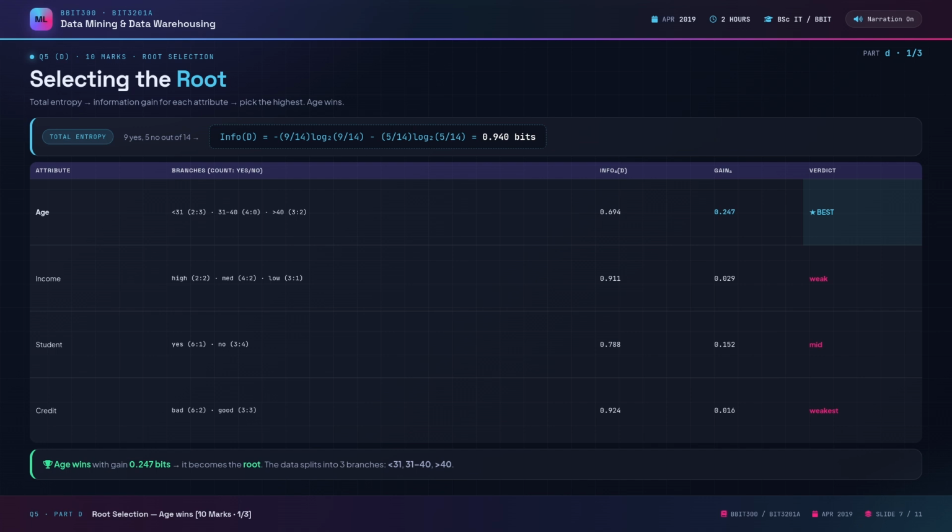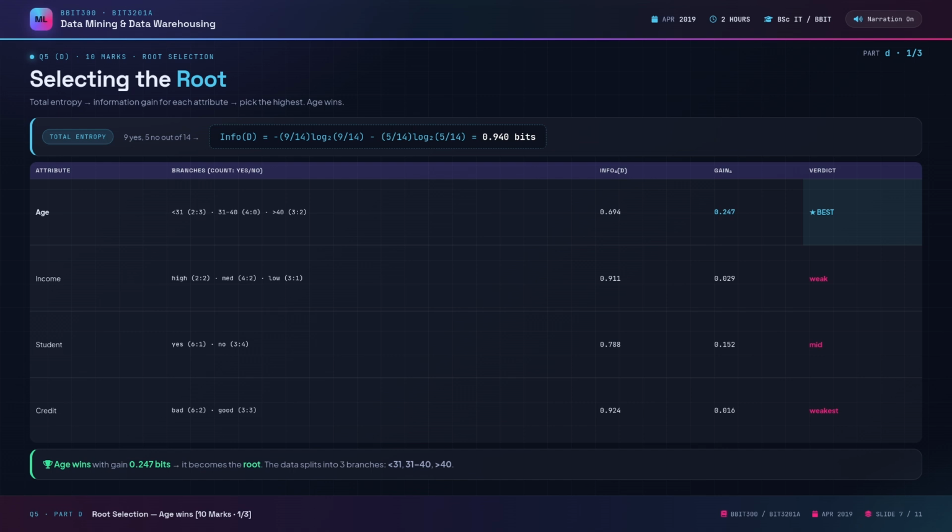First, the under 31 branch, 5 rows, 3 no, 2 yes, so not pure. Among the remaining attributes, student gives a perfect split with information gain of 0.971 bits, so we split on student. Of the 3 who are not students, all 3 said no, pure leaf, predict no. Of the 2 who are students, both said yes, pure leaf, predict yes.